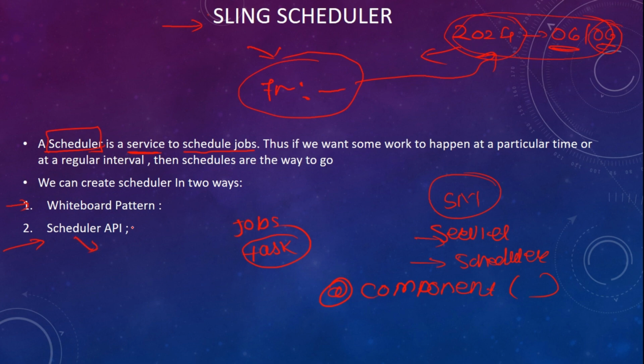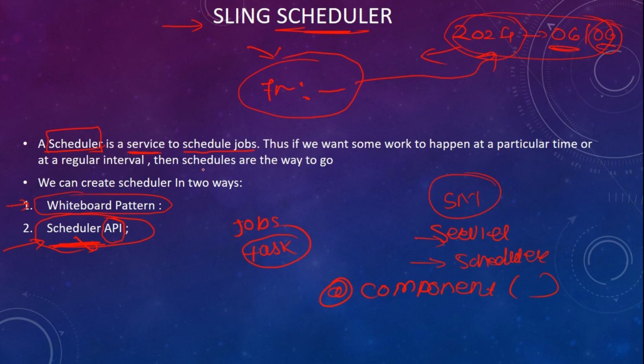So the scheduler API, what does it mean by API? API means it contains your classes and interfaces related to the scheduler. So this scheduler API simply contains the classes and interfaces related to this scheduler. By using the API you can execute your scheduler. Otherwise you can simply use the whiteboard pattern.